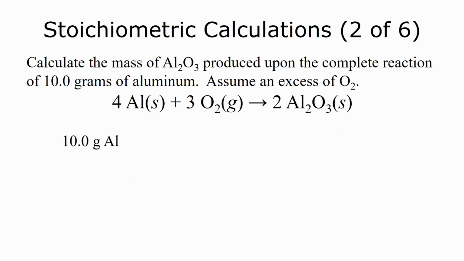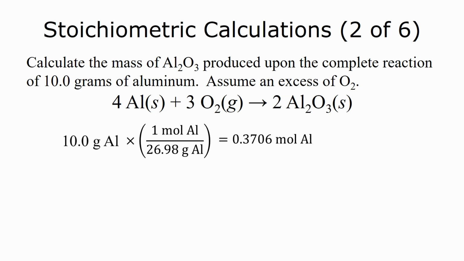So the first step is always to take the information that you've been given, in this case the 10 grams of aluminum. We're going to convert that to moles. And as you can see here, we have carried one extra digit beyond the last significant figure. We were given 3 sig figs for the mass of aluminum, so I'm going to carry 4 sig figs from here on out until the end.